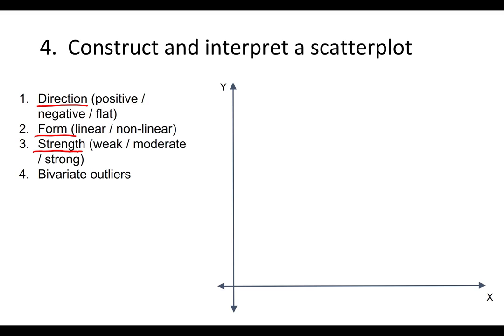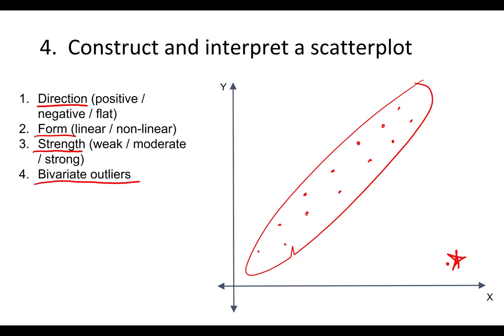The last thing that we look for are bivariate outliers. Bivariate means two variables. A bivariate outlier is an observation that does not fit with the general pattern of the other observations. For example, if we have a moderately positive relationship between x and y, but then we have one point way over here, that point would be a bivariate outlier because it doesn't fit with the general pattern of all of the other points.